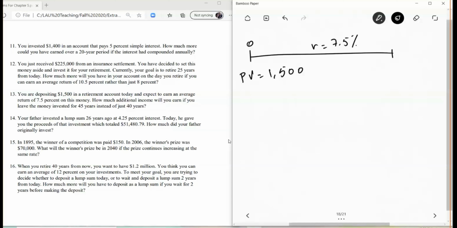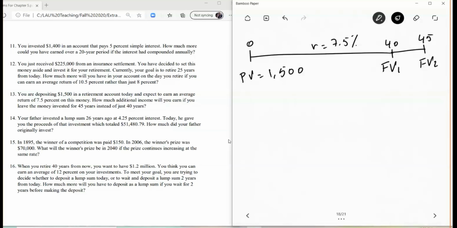So here I'm gonna solve with two scenarios. The first one is to invest for a 40 years period. I compute FV1. Then for a 45 years period, I will compute FV2, and then I compute the difference FV2 minus FV1.